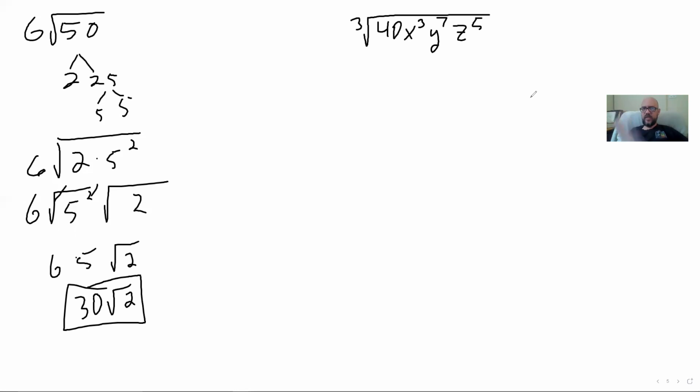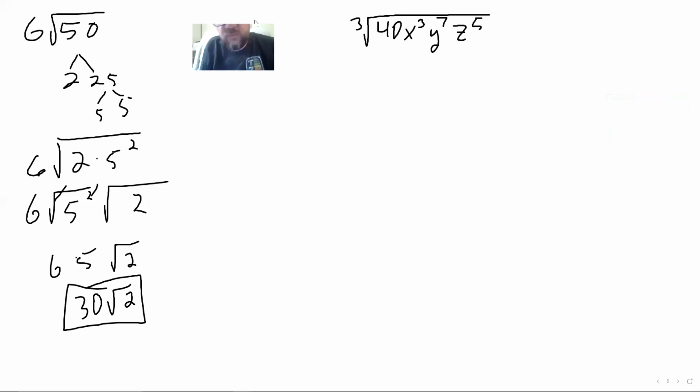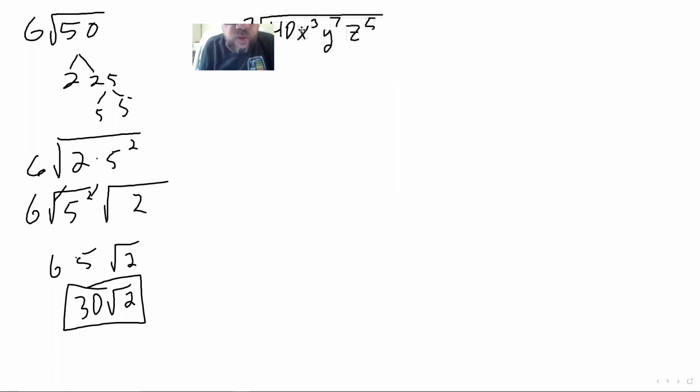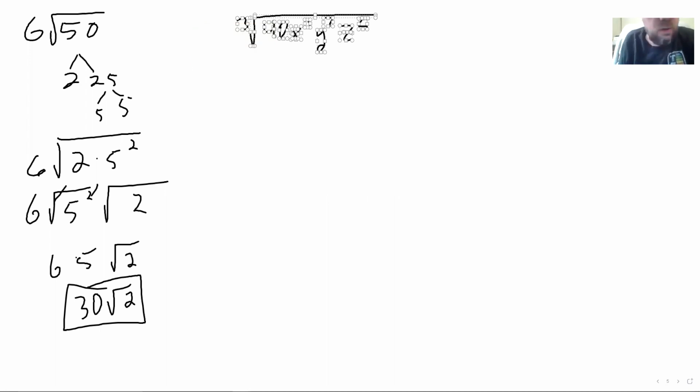All right, so something very similar, third root of 40x cubed y to the 7th z to the 5th. First things first, we've got to figure out what 40 is composed of. Here, I'm going to move this a little bit so I have some more room. What numbers go in to make up 40? So we are going to do a factor tree like always. I'm going to go with my pencil. There we go. So 40 is 2 times 20. 20 is 2 times 10, and 10 is 2 times 5. So I've got 2 to the third times 5.